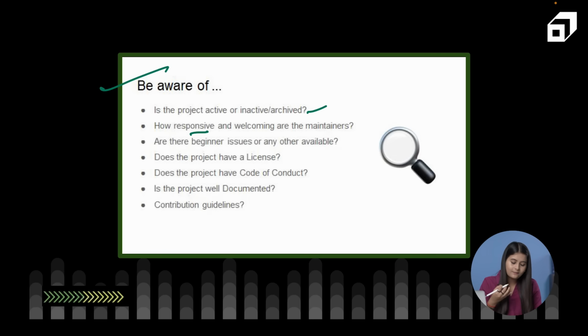Always check and understand how responsive and welcoming the maintainers are, because this is the thumb rule of open source communities. They should be welcoming, they should invite everyone to contribute to their project, right? Are there beginner friendly issues available in that particular project or not? Because you will start your journey as a beginner only. It's important that in the beginning you have a good experience. So check for the beginner friendly label issues. Are there such easy issues for you to get started with or not?